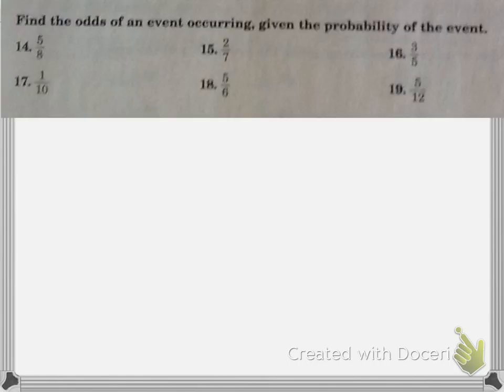So let's do the top 3. I've given you the probability. I want you to find the odds of the event. Correct answers here. 5 to 3. I write odds with a colon. That way I differentiate easier. You can write them as a fraction. That way I know my probabilities are fractions and my odds are with the colon.